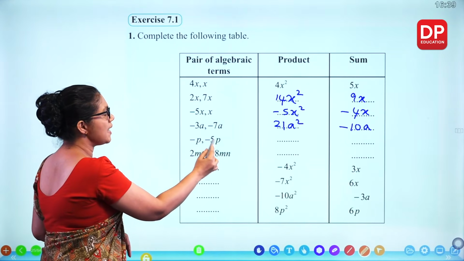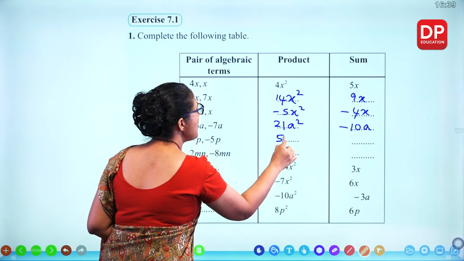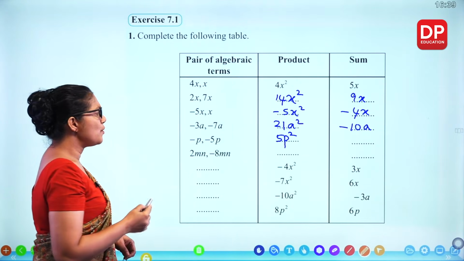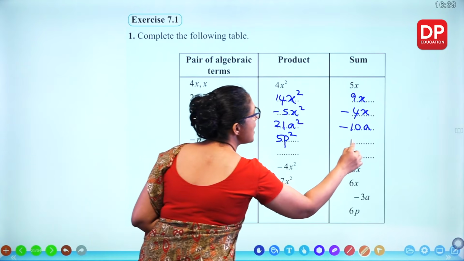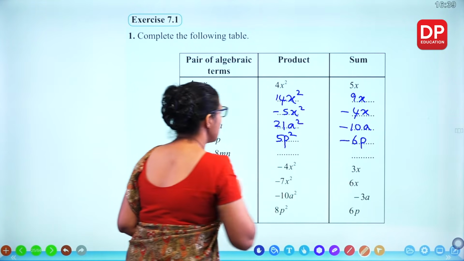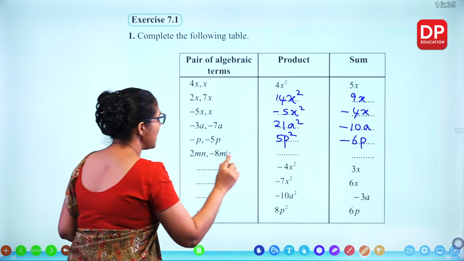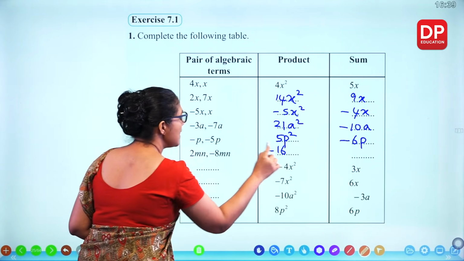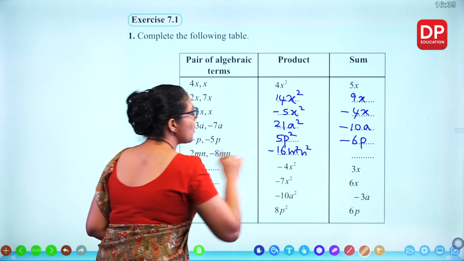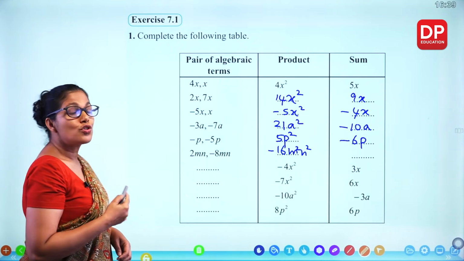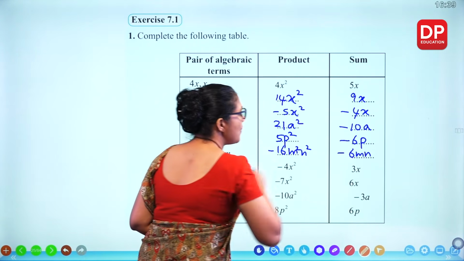This one, minus p and minus 5p. When you multiply, you get 5p squared. When you add it together, minus 1 and minus 5 becomes minus 6p. This one, when you multiply 2 and minus 8, you get minus 16. m and n twice, you get m squared n squared. When you add it together, 2 minus 8 becomes minus 6mn.